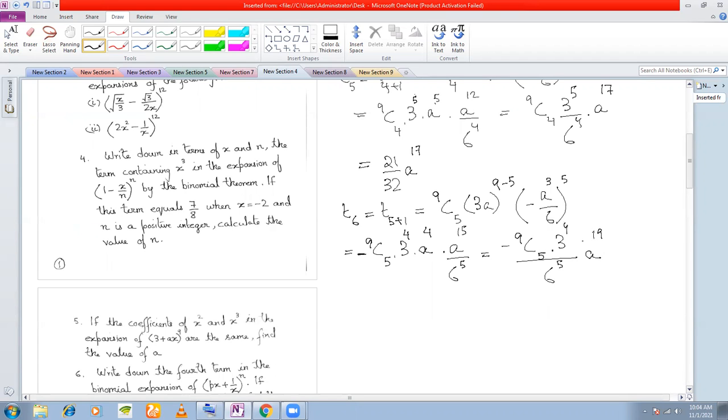Okay. So you can find out the value of 9C5 into 3 to the power of 4 by 6 to the power of 5 with the help of a calculator. You will get this as minus 21 by 16 a to the power of 19. So what are the two middle terms? This one and this one. These two are the middle terms of the binomial. Okay. Any question here?